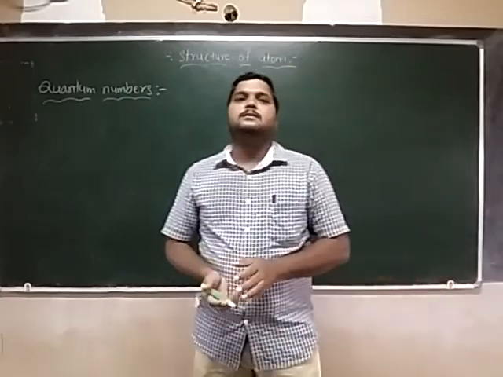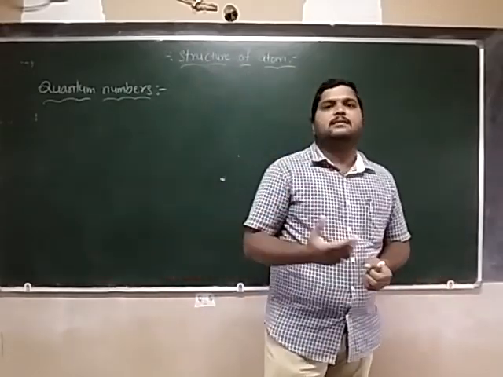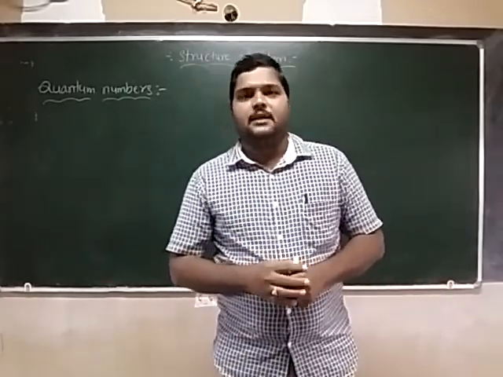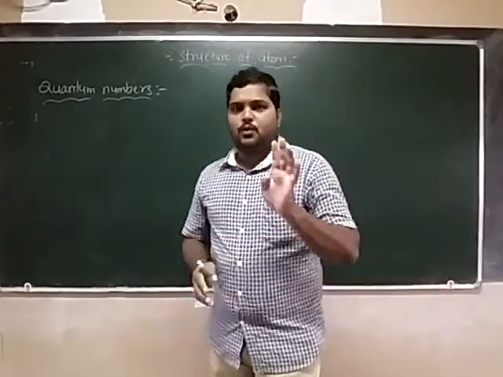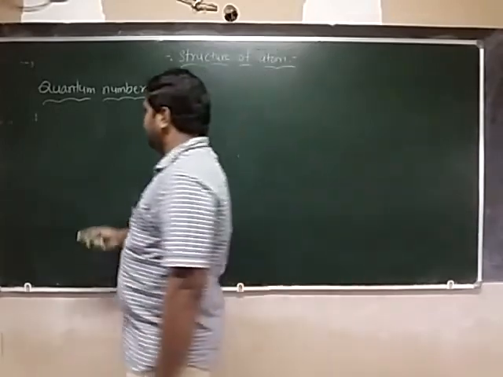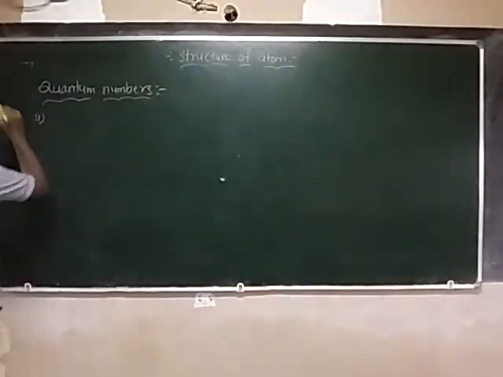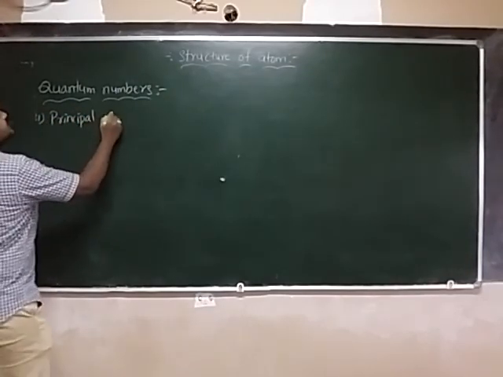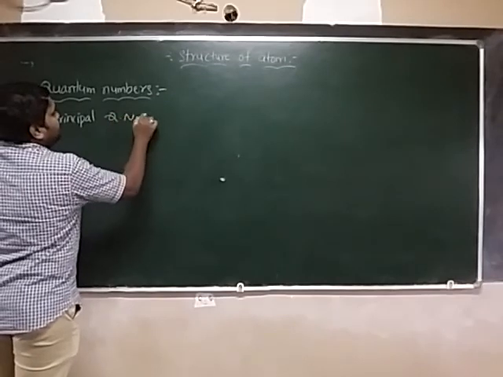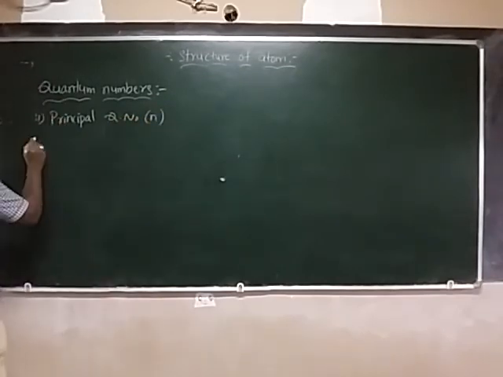So quantum numbers precisely explain the atomic orbital. There are four quantum numbers. How many quantum numbers? Four quantum numbers are there. First one is the principal quantum number, indicated with n.